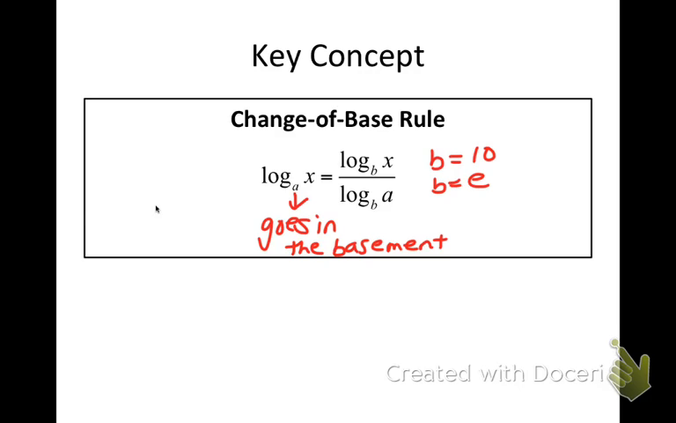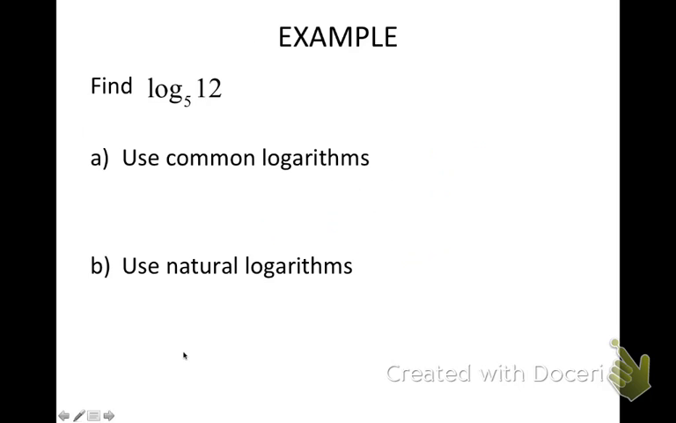Okay? All right, so let's go ahead and do some change of bases. So, log base 5 of 12. We're going to first use common logs to change it, and then we're going to use natural logs. So let's think quickly in our head. Do I know what 5 to what power is 12? No. It's going to be in between what two numbers? 1 and 2, right? Because 5 to the first is 5, 5 to the second is 25. So it's got to be somewhere between 1 and 2.